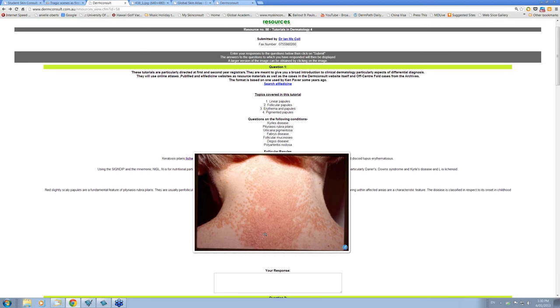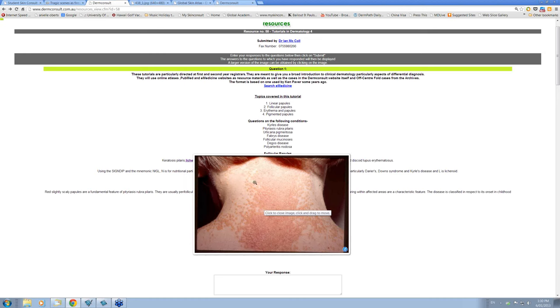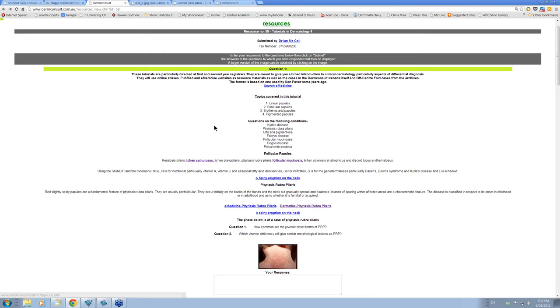Typically we see it as a generalized red, scaly eruption with some islands of sparing. But if you look, it starts off as follicular keratotic papules, like that.